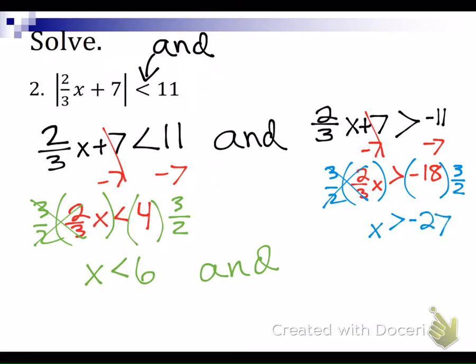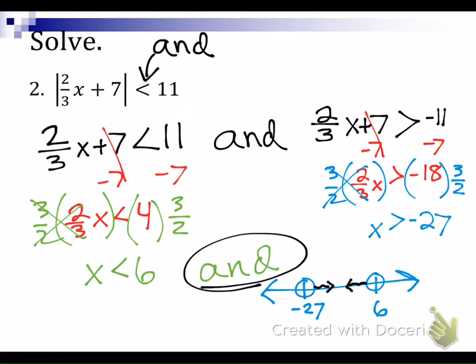To graph this, I need a number line. The negative is obviously the one on the left. The positive is down here. These are both open circles. I want to be greater than negative 27, but less than 6, and it's an and problem. So what needs to be true? Both. Where on the graph are they both going to be true? In the middle.